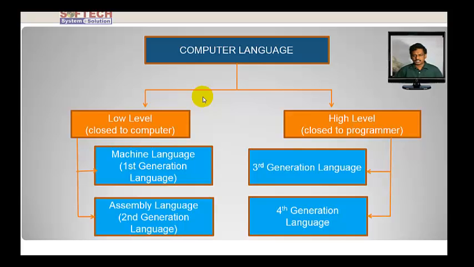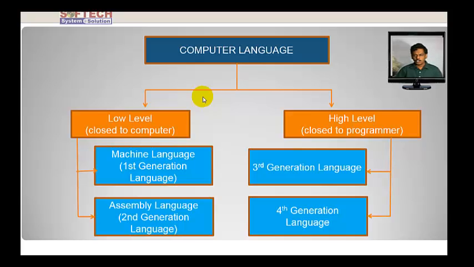Computer languages are classified into two types. One is low level language, the second is high level language. Low level language is closer to the computer. That is, the distance between the computer and the language is very small. The level is low. So that's why it is called low level language.